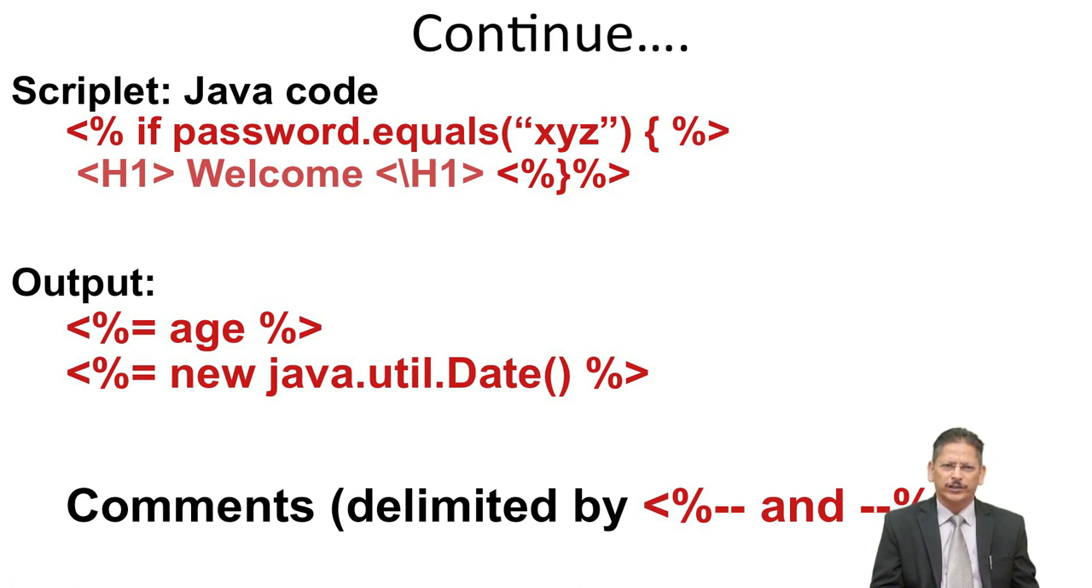First you see the output statement, where percentage equal sign age. It will display the value of age. Percentage equal will display the output.